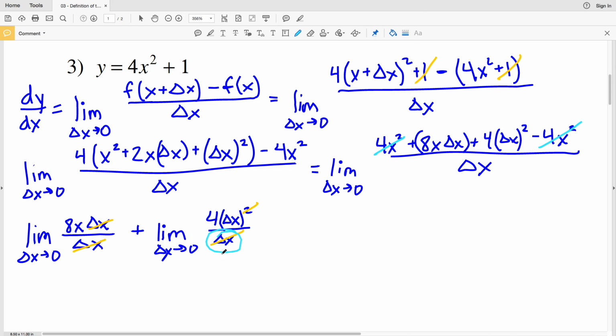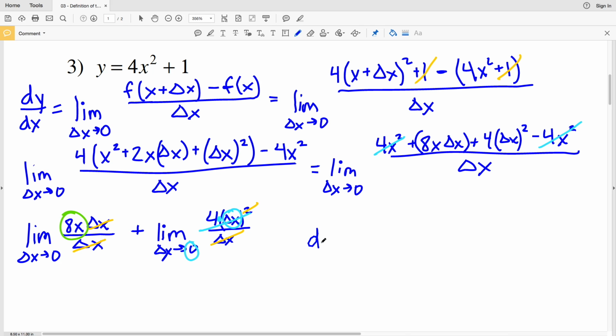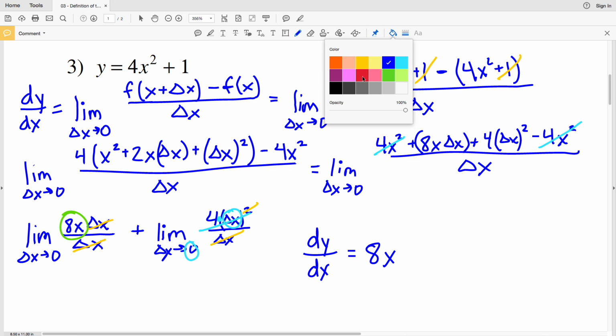But because I no longer have delta x in my denominator, I can plug in 0 for delta x because it now will be defined, and 4 times 0 is 0. I'm left with the limit of 8x as delta x approaches 0, which is simply 8x. So in number 3, my derivative with respect to x is a positive 8x. And that's my solution in number 3.